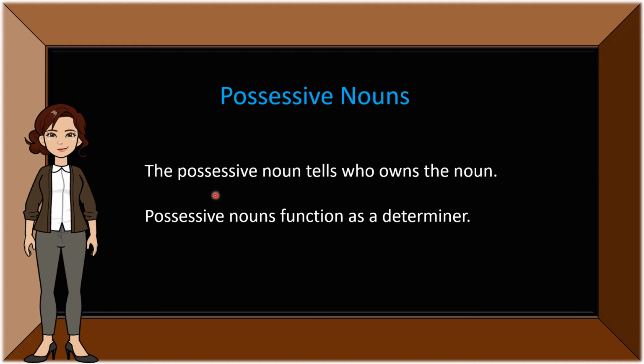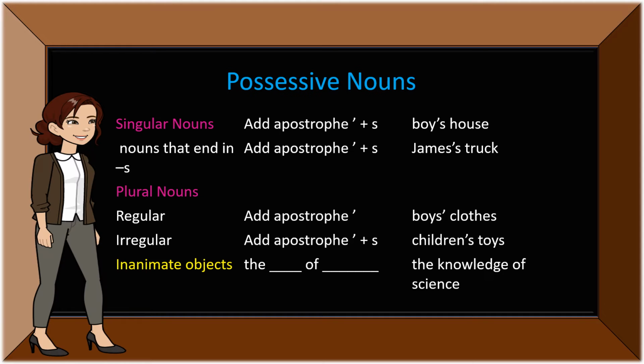Possessive nouns. The possessive noun tells who owns the noun. Possessive nouns function as a determiner. So we're going to turn nouns into possessive nouns. If you have a singular noun and you're going to turn it into a possessive noun, we're going to add apostrophe s. When that singular noun ends in s, we're still going to add apostrophe s. Now, when you have plural nouns and it ends in s, you're going to just add apostrophe behind it.